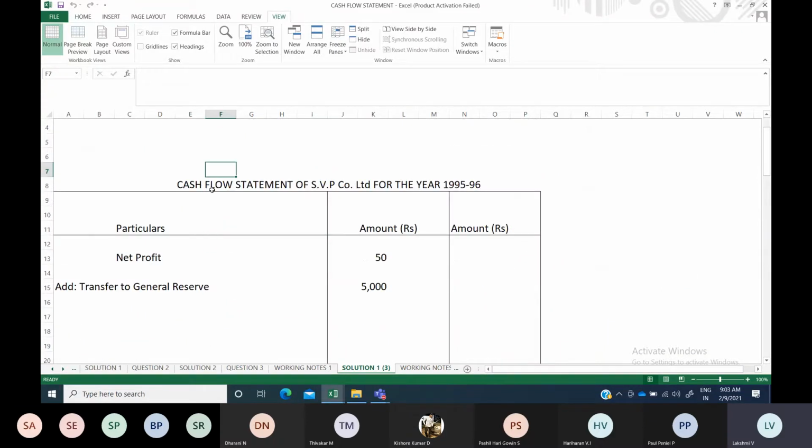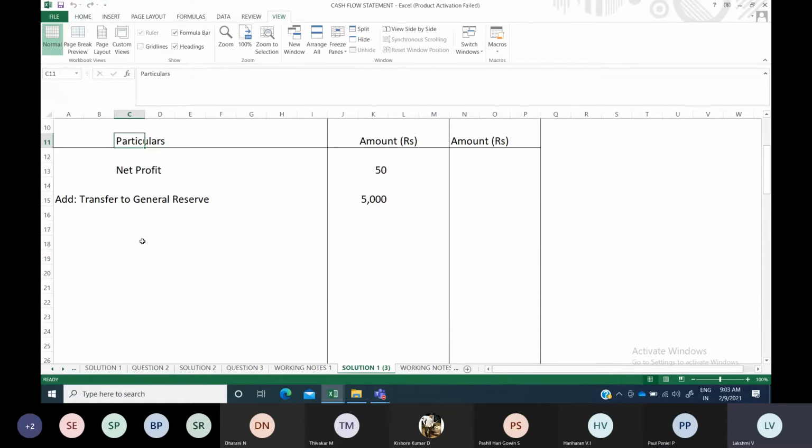You have to write up the heading: cash flow statement of that company's name for the year 1995 to 96, and you will be using a single side of your accounts note, with particulars and amount columns. One is the inner column for calculation purposes and the other column will be the outer column.